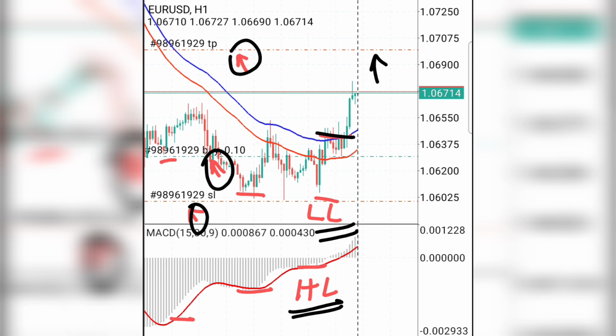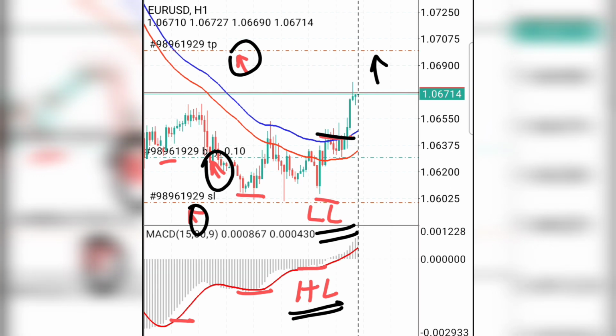And right now I'm in a profit of about 40 pips. So from my stop loss to my entry is 30 pips. And right now the price is at, if you guys can see, 1.0671, from 1.0630, which is my entry, to 1.0671. That's about 40 pips, 41 pips, right? From 30 to 70. So I'm making about 40 pips in this trade right now.